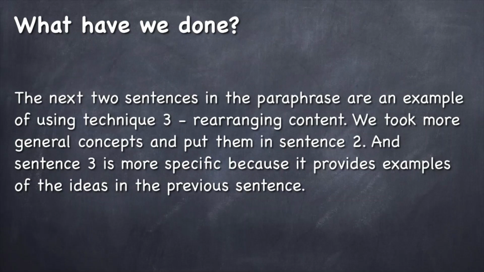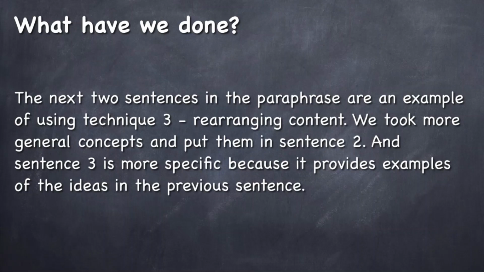The next 2 sentences in the paraphrase are an example of using technique 3, rearranging content. So here's what we did. We took more general concepts and put them in sentence 2. And sentence 3 is more specific because it provides examples of the ideas in the previous sentence. So why did we do that? We did that because a paragraph, an ideal paragraph, should proceed from general to specific. But it doesn't always happen that way in the original passage. Authors don't necessarily write their passages that way.